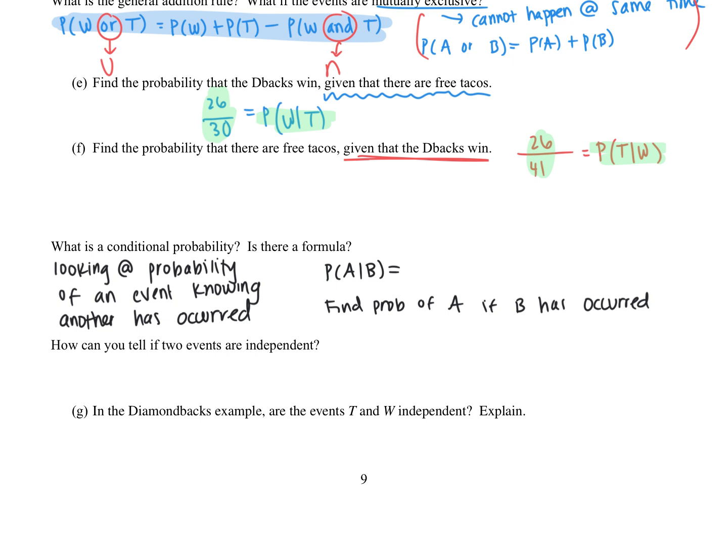In terms of a formula, we know that B has occurred, so B has to go in the denominator. Similar to what we did up here, we know that the team won the game, so we're looking at only the games that they won. We know that free tacos were given out, so we're only looking at the games where free tacos were given out. The numerator then is 26, where both happened. Same thing over here, that 26 is where both happened. So this is the probability of A and B.